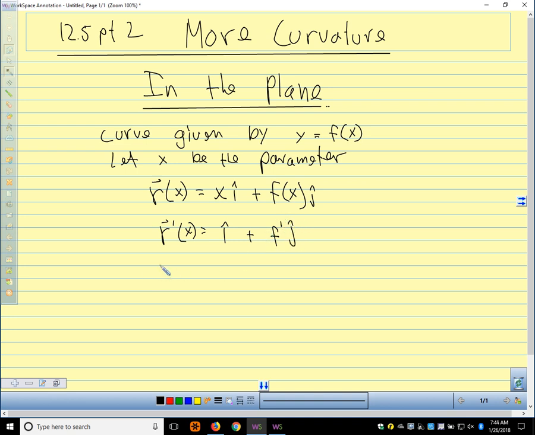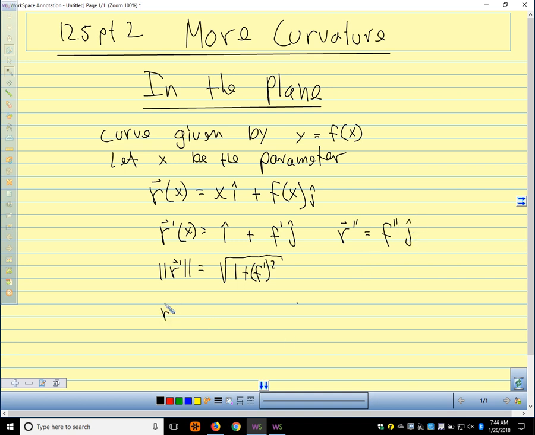And the magnitude of r prime is the square root of 1 plus f prime squared. Does that look familiar? That's what we integrate to find the arc length for a function y equals f of x. Not a coincidence. Our r double prime, I'll write that here. Our r double prime is just f double prime j hat.